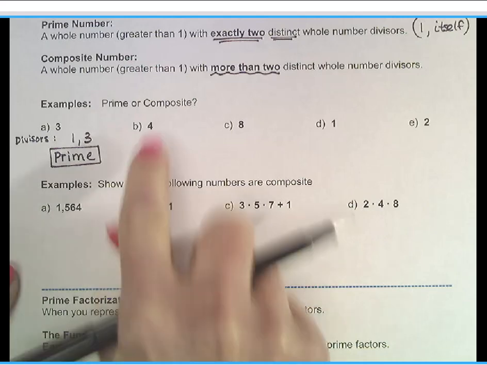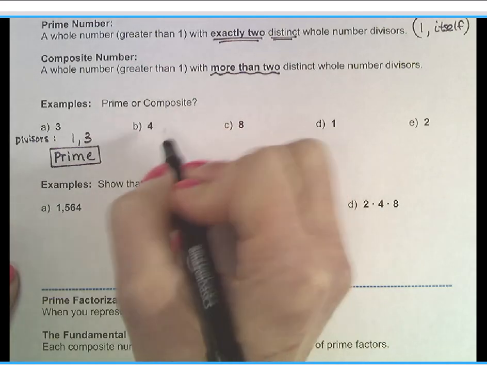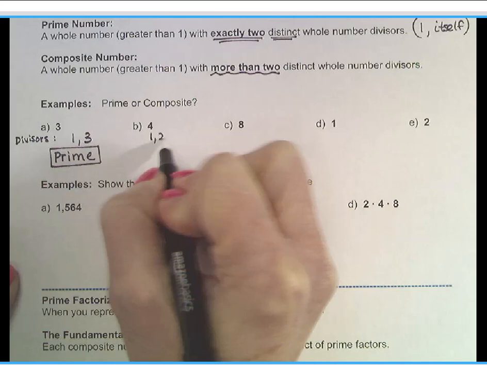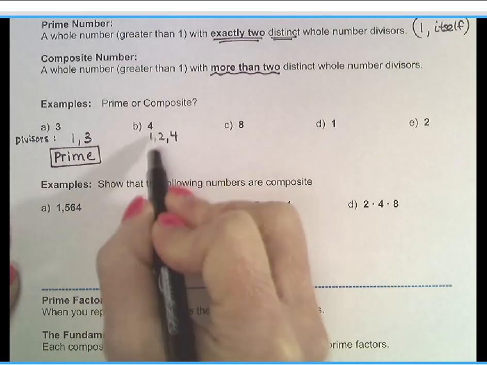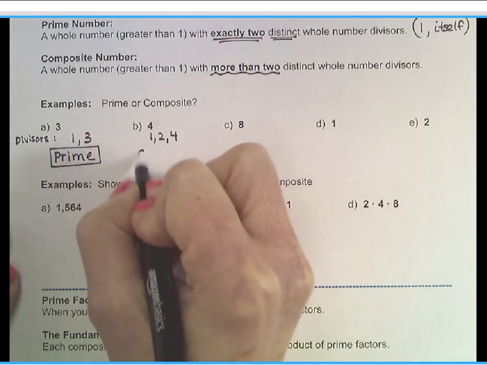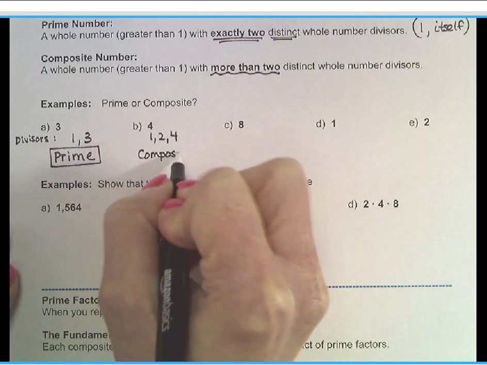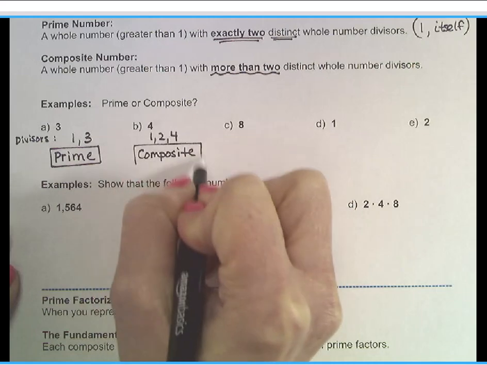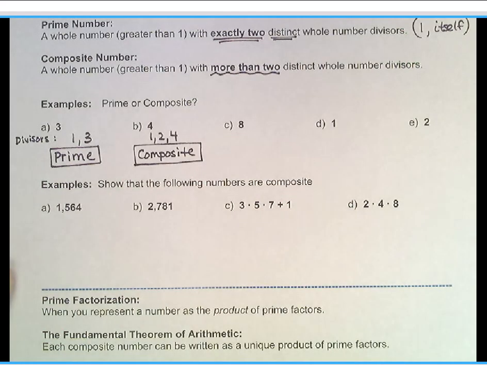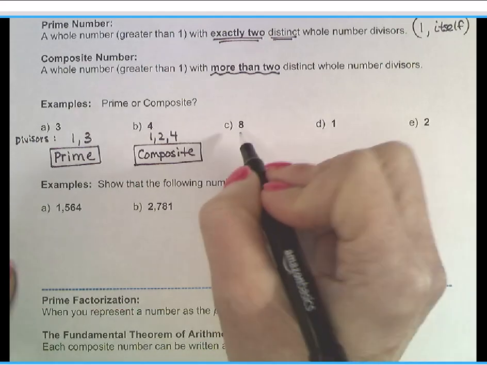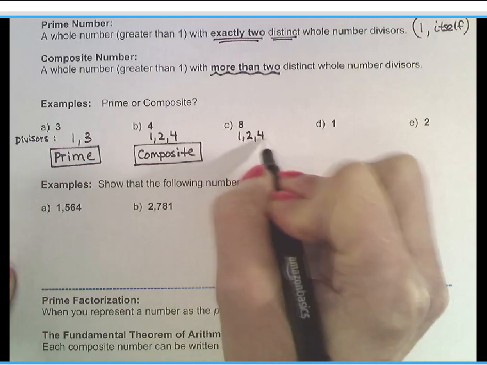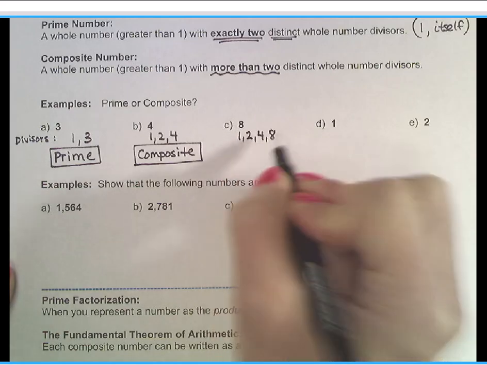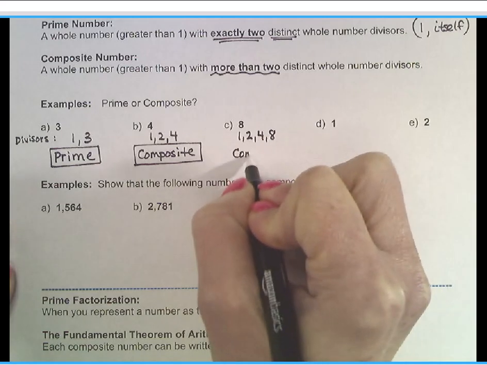What are the divisors of 4? The numbers that will divide into 4. Well, 1 and 2, it's even, right? And 4. So this has more than 2 divisors. So this is composite. So 4 is a composite number. What about 8? Do we think 8 is prime or do we think it's composite? Well, all the numbers that will divide into 8: 1 will divide into it, 2, 4, 8. That's definitely more than 2. So composite.